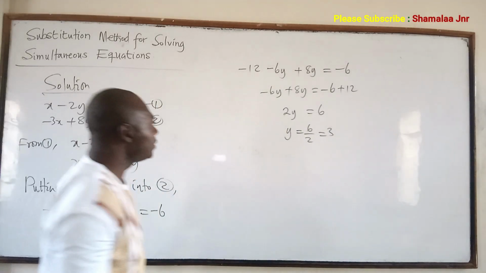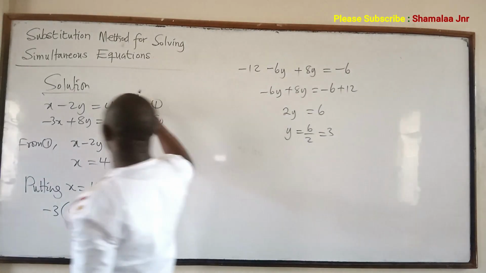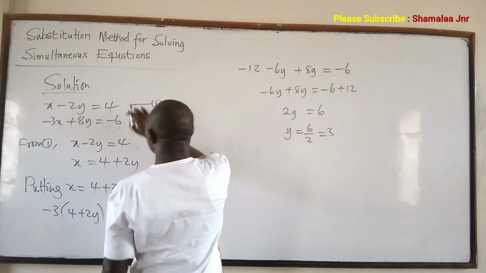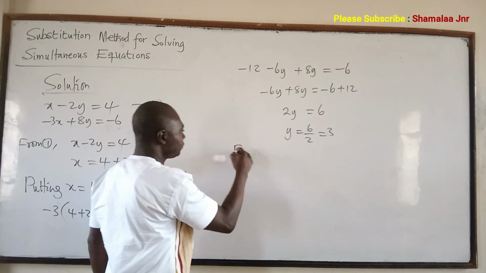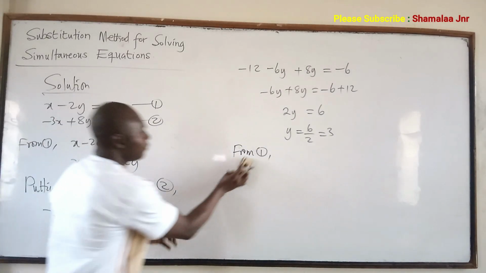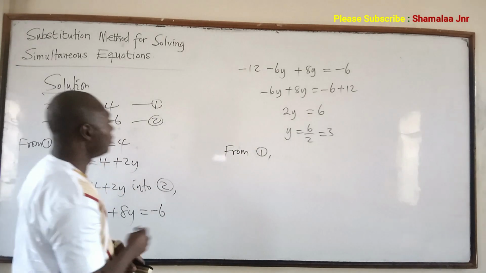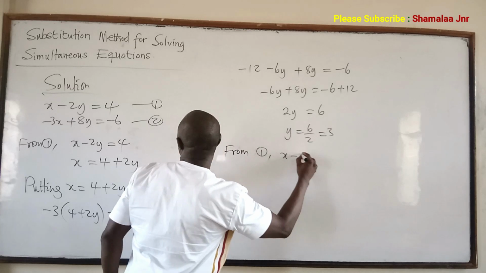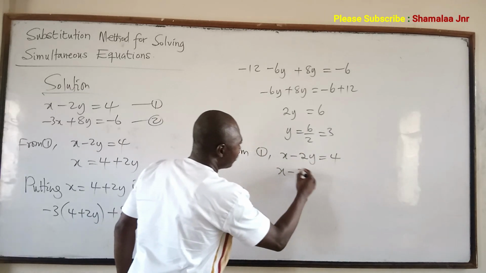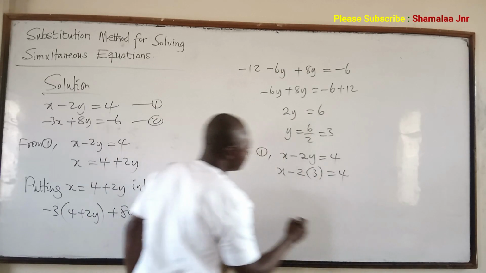Now, having obtained the value of y, we can just put it into one of the equations. So we can put it into equation 1, which is simpler. So from 1, let's write the word from, that is equation 1, x minus 2y is equal to 4. x minus 2y, y is now 3, is equal to 4.